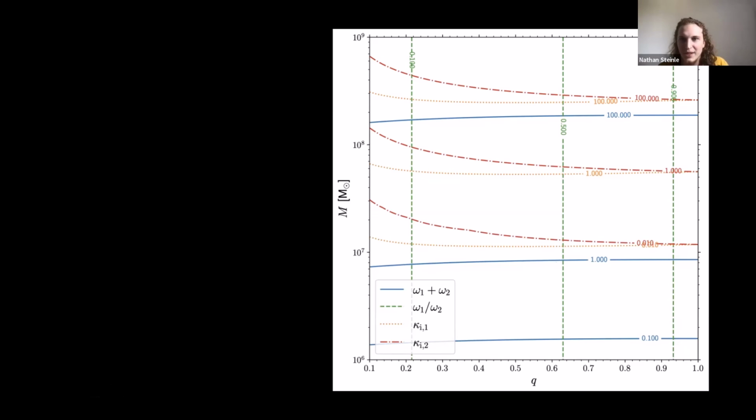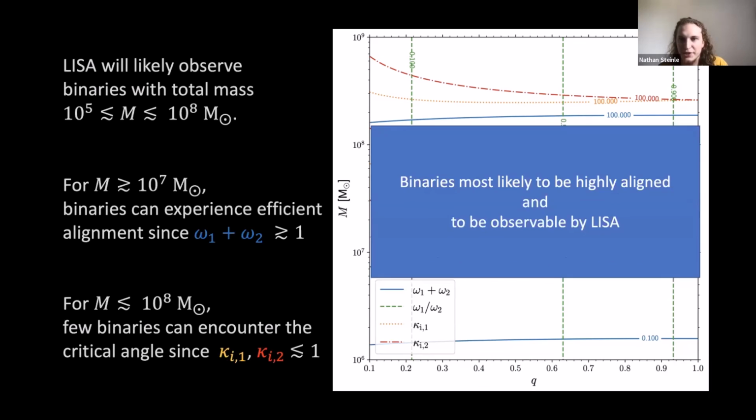And so there's this box I can draw here, where you're not too massive, like up here, where your disk is just always broken, and you're not too light, like down here, where the alignment is not efficient enough. And so there's this Goldilocks region where you don't start out with a broken disk, and the alignment is efficient enough for LISA to potentially observe the aligned spins.